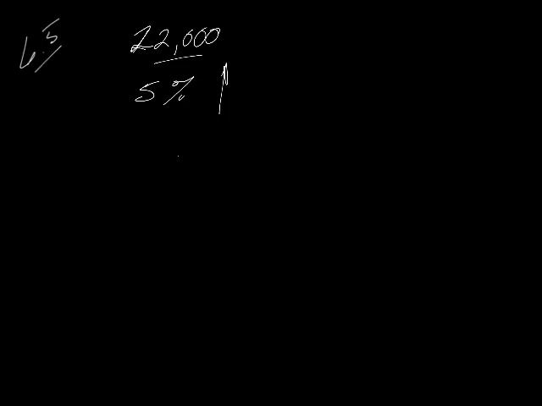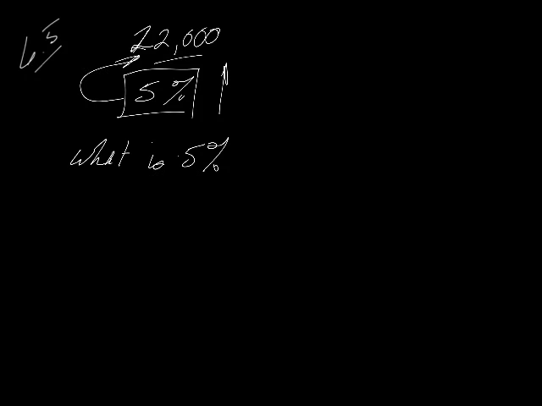So again, we're making 5% more than the 22,000, so our answer is going to be larger than the 22,000. So what I have to do is I've got to do two different things. I've got to find out what is 5% of 22,000? The reason I have to find that out is I need to know what amount I got as a raise, and I'm going to add it to the 22,000.